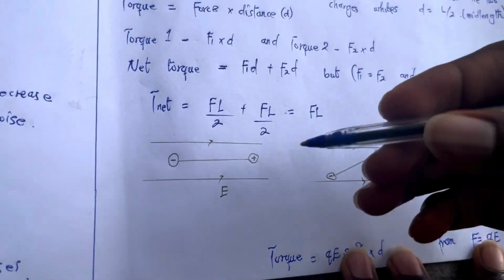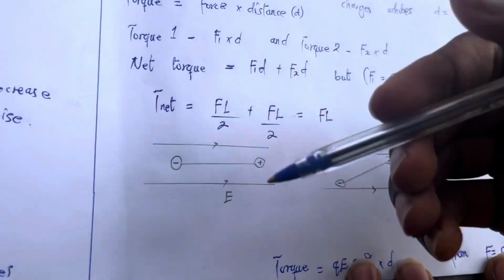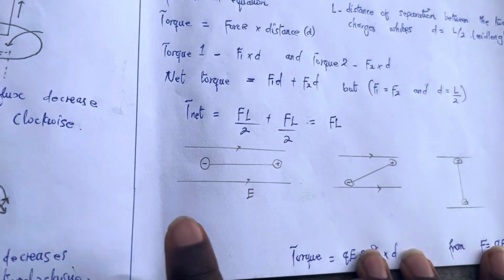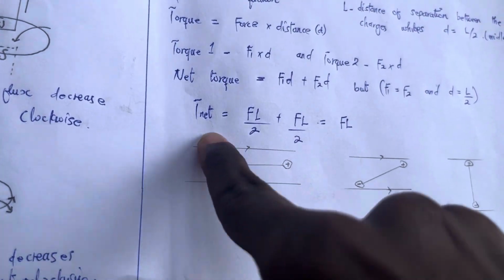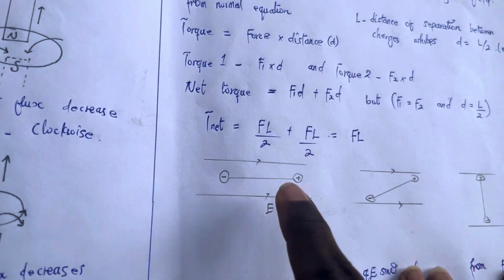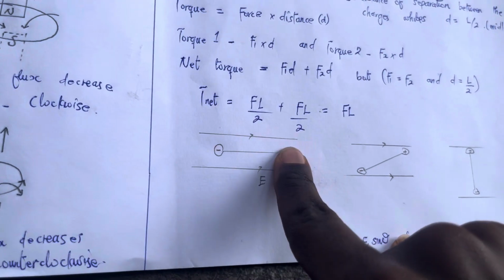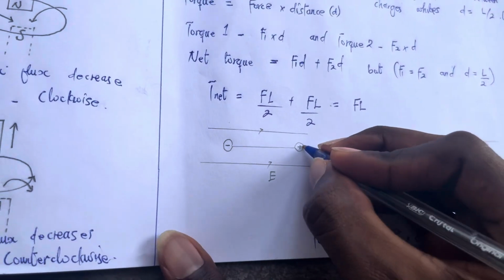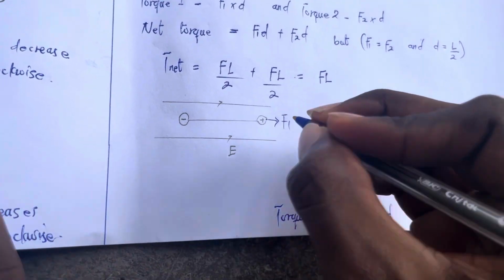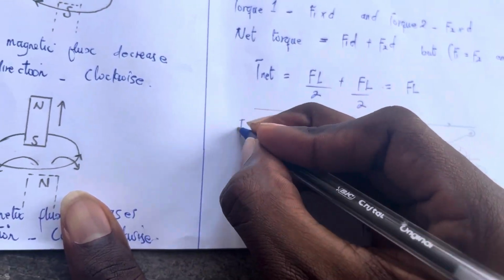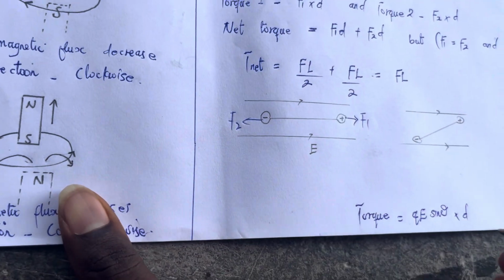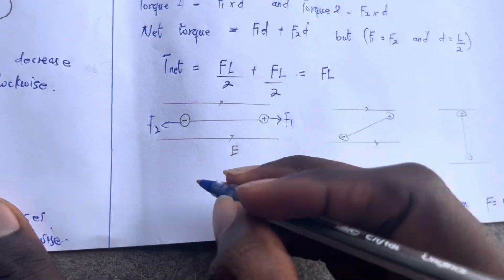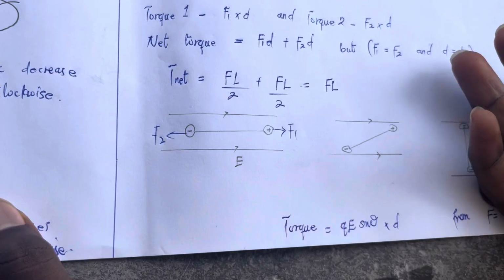Now let's look at something here. Whenever you have your dipole parallel to the electric field, this is your electric field, then you are not going to get any motion, because one force will be pointing here and the other force will be pointing the opposite way. These two forces have the same magnitude, just opposite in direction. So F2 minus F1 will give you 0.